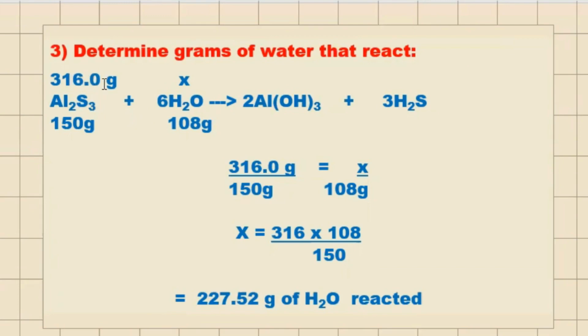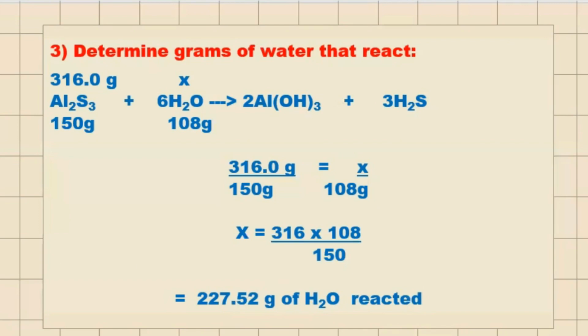316 gram over 150 gram, which is the mass of aluminum sulfide from the stoichiometry proportion, equals X over 108 gram, which is the mass of water from the balanced chemical equation. And this gives X equals 316 multiplied by 108 divided by 150. This gives 227.52 gram of water reacted.